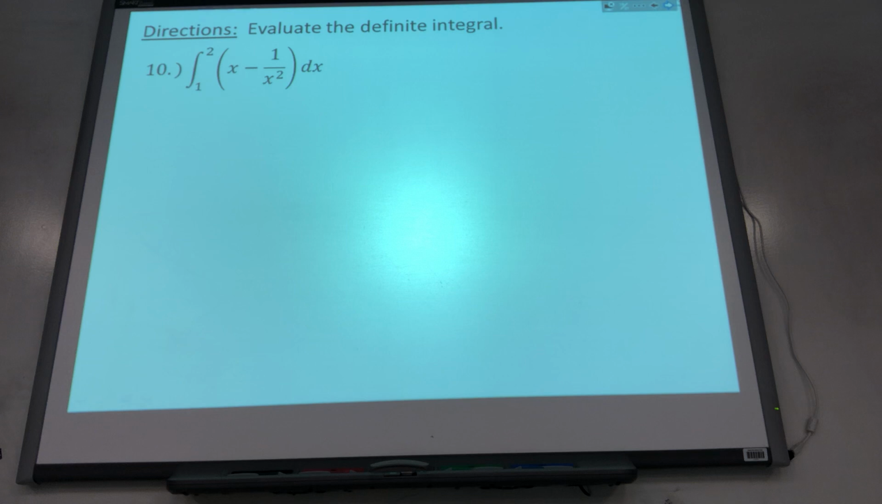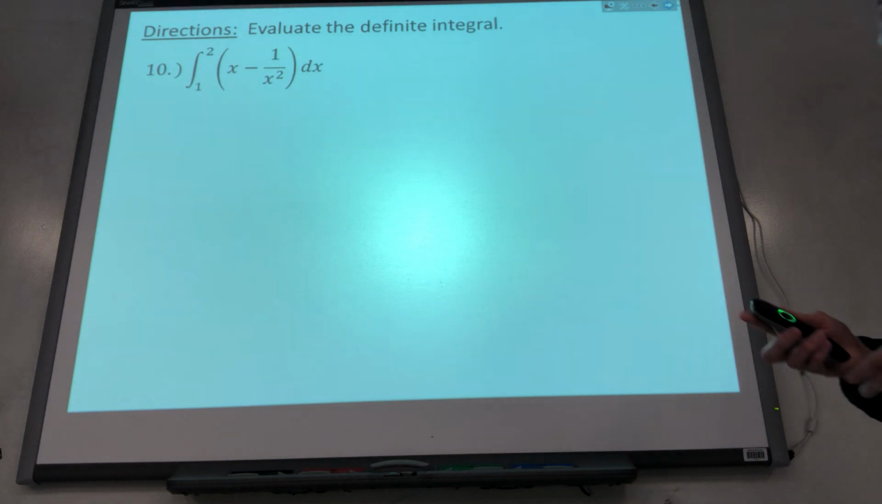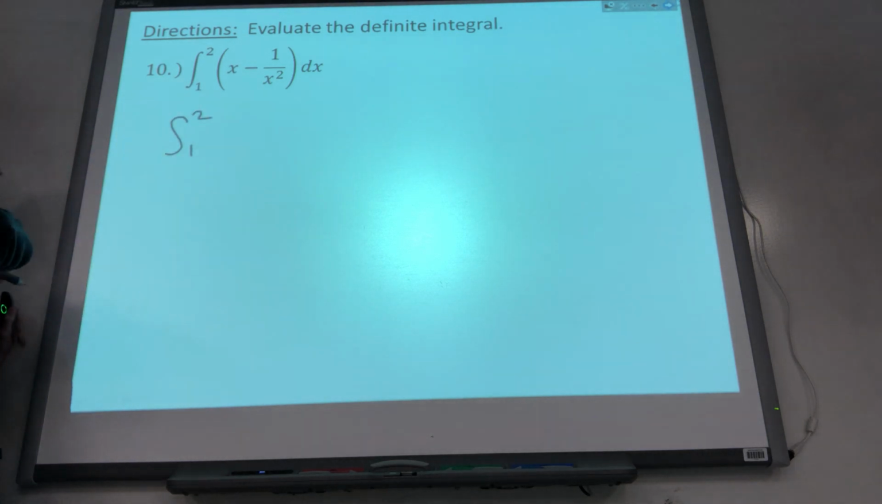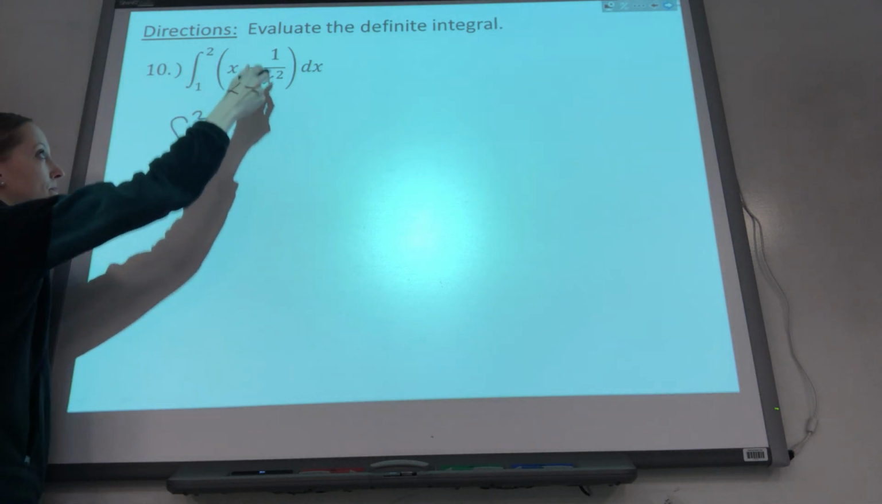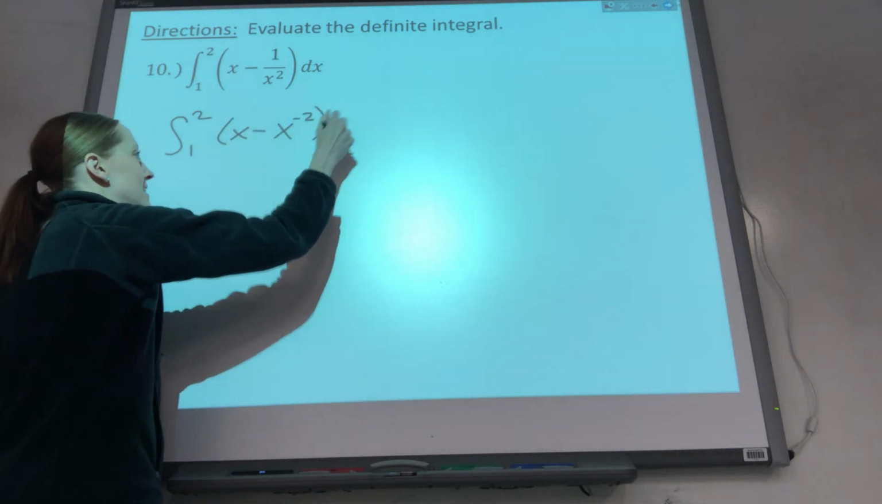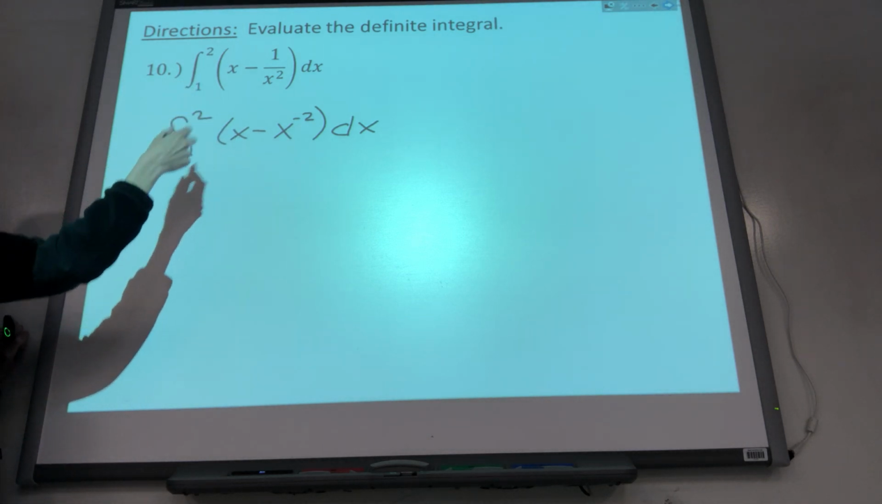And it says that we are integrating from 1 to 2, and it's x minus 1 over x squared dx. All right, I'm not going to worry about the 1 and the 2 until I get everything else done. So first thing I notice, 1 over x squared, I probably want to rewrite that as x to the negative 2nd power, just pulling that up to the top. I don't really like it in fraction form. So now I should be able to integrate.